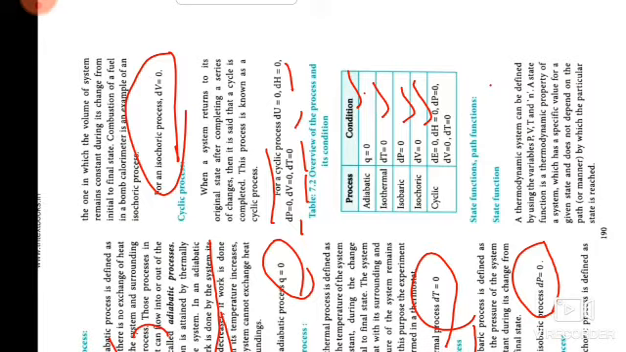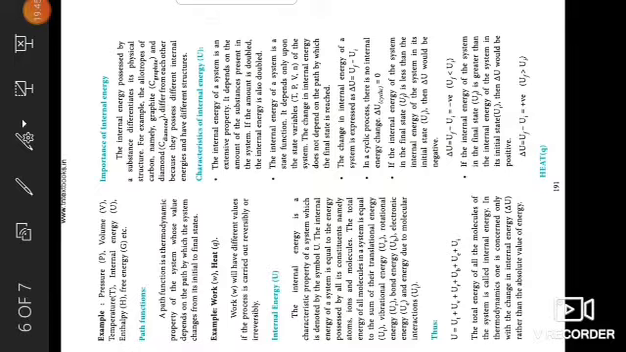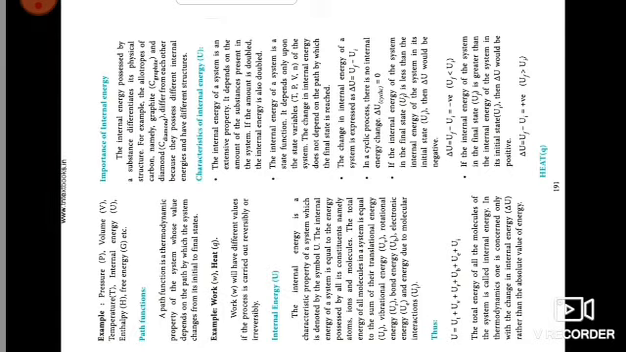Okay, so this is the other one. Next one is the examples: pressure, volume, temperature, internal energy, enthalpy, free energy. These are called state functions.